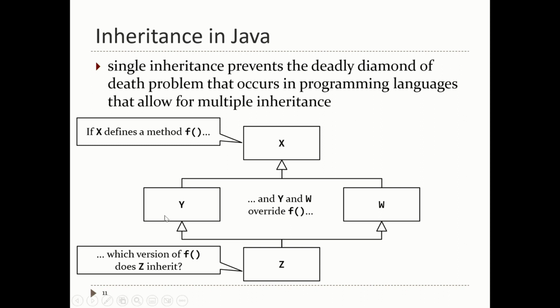Does it get the one from Y? Does it get the one from W? Does it get the one from X? Or what exactly happens? So those languages have to have some mechanism that resolves that problem. And there is no universal solution to this problem. So every language has a different way of dealing with this problem. Java decided that they wouldn't deal with the problem, and so they only allow single inheritance.